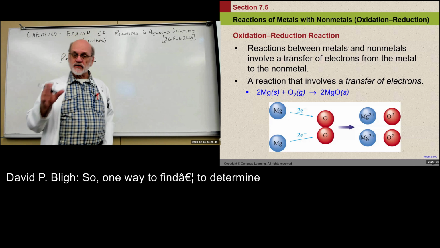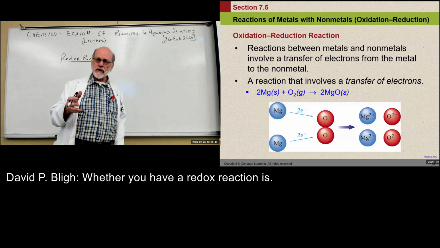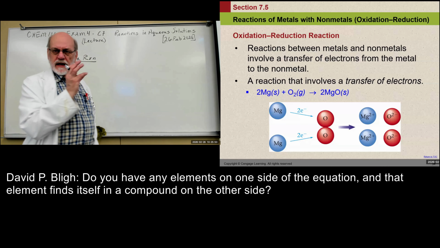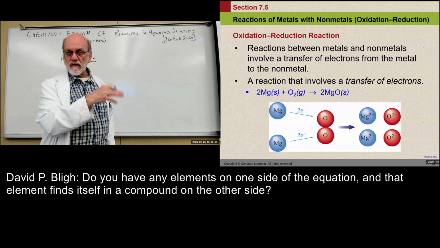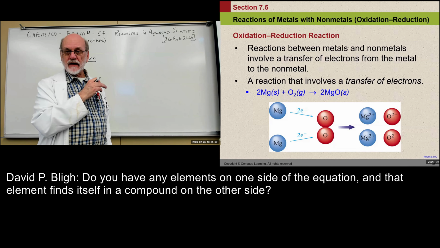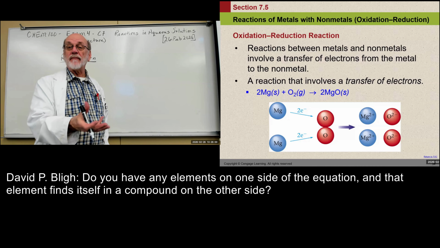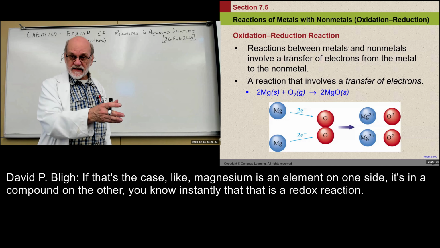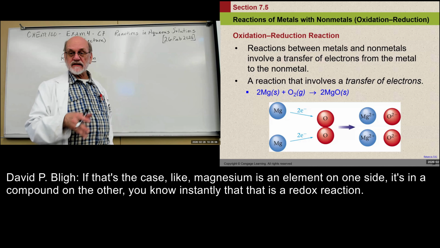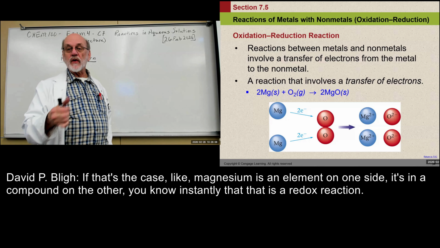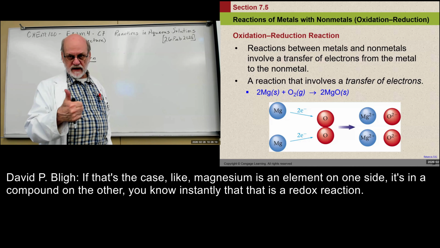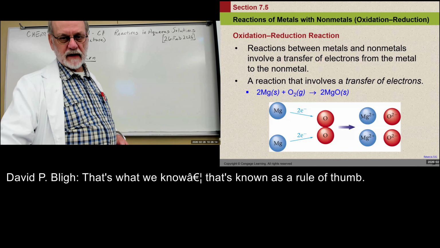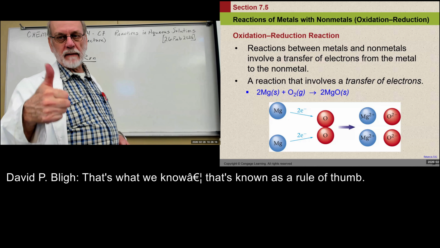So one way to determine whether you have a redox reaction is, do you have any elements on one side of the equation and that element finds itself in a compound on the other side? If that's the case, like magnesium is an element on one side, it's in a compound on the other, you know instantly that that is a redox reaction. That's known as a rule of thumb.